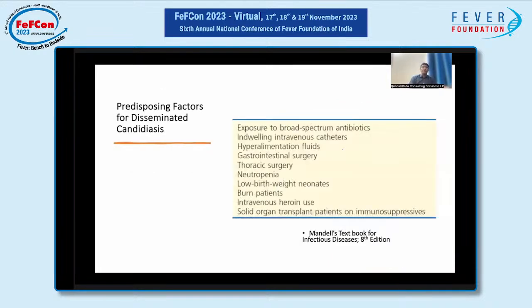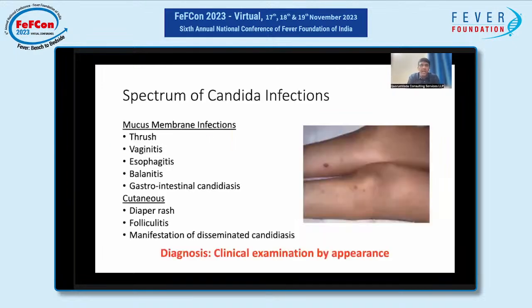What are the predisposing factors for disseminated candidiasis, including candidemia? Broad spectrum antibiotic usage, long-term indwelling intravenous catheters, total parenteral nutrition, GI surgery, thoracic surgery, neutropenia after chemotherapy, low birth weight babies, burns patients, IV drug users, solid organ transplant or bone marrow transplant on immunosuppressants. These are all risk factors for invasive candidiasis and disseminated candidiasis.